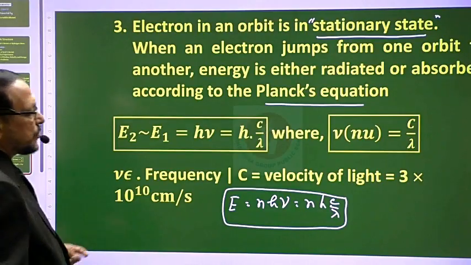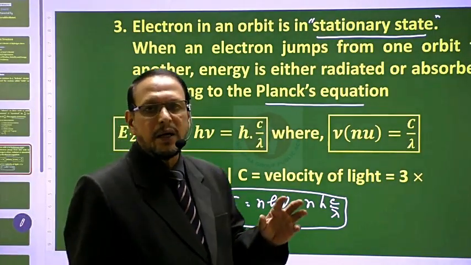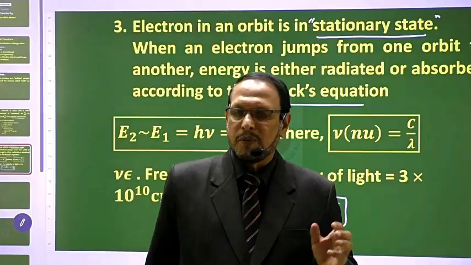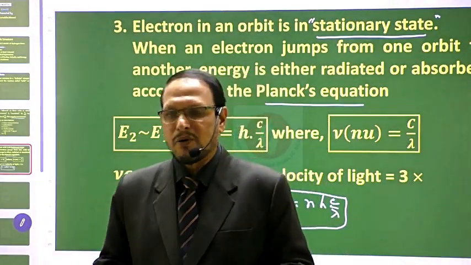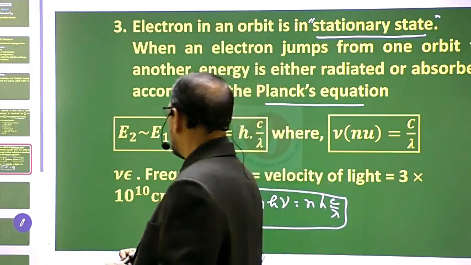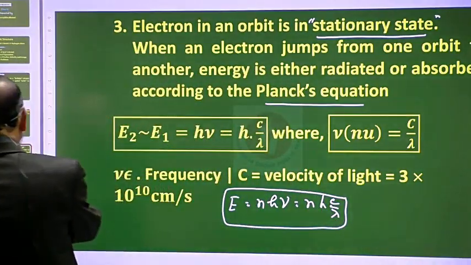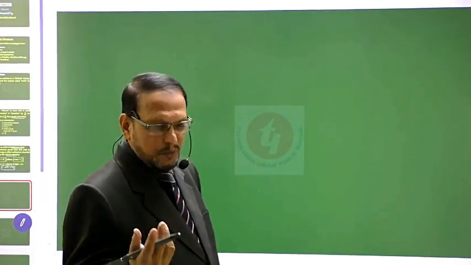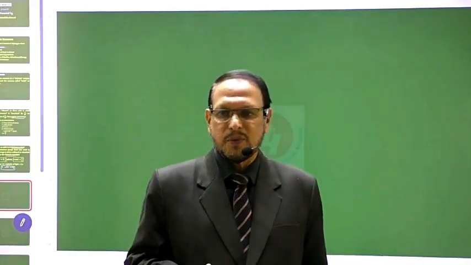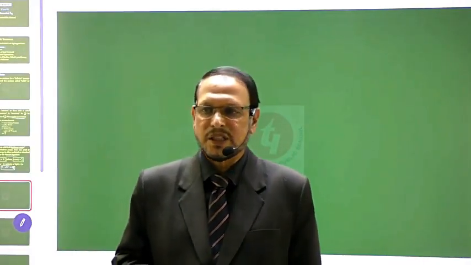Our objective is to calculate the radius, velocity and energy of a hydrogen-like atom. So how will we calculate the energy, radius and velocity? Now let us consider a hydrogen-like atom. We know the Bohr orbit. Bohr's model is applicable for the hydrogen-like atom. It is not applicable for multi-electron systems.